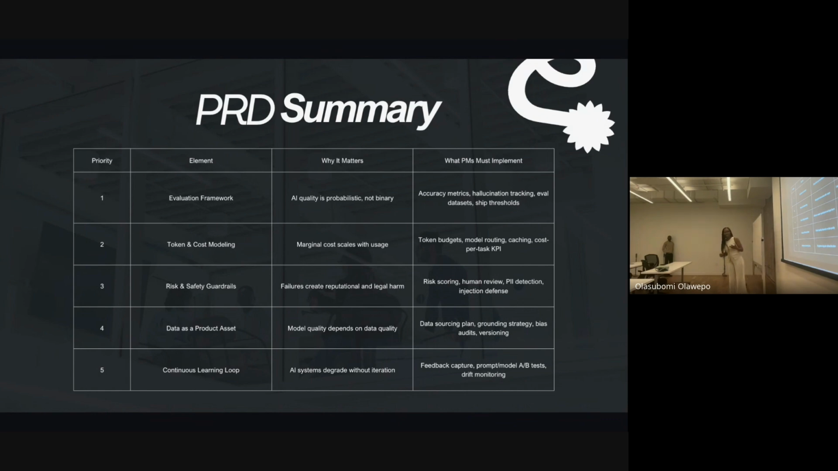So you want to make sure that you have these things in place, right? If you don't have safety guardrails, it could cost you your name, your brand, as well as legal harm. Your model quality depends on the data quality. It's garbage in, garbage out, right? If you feed it quality data, it's going to have quality output. And then, of course, everyone's doing something cool. You stay ahead by making sure there's a continuous learning loop in place.